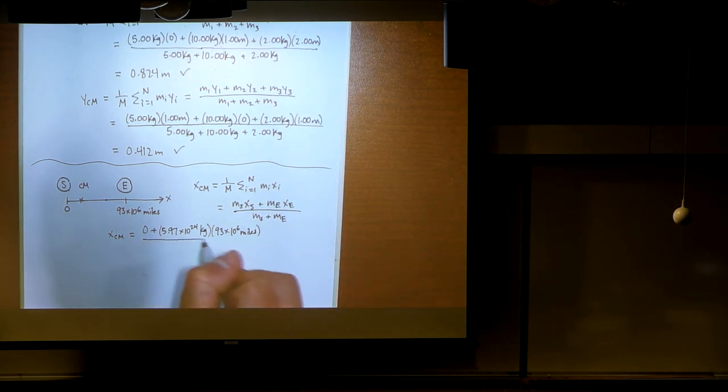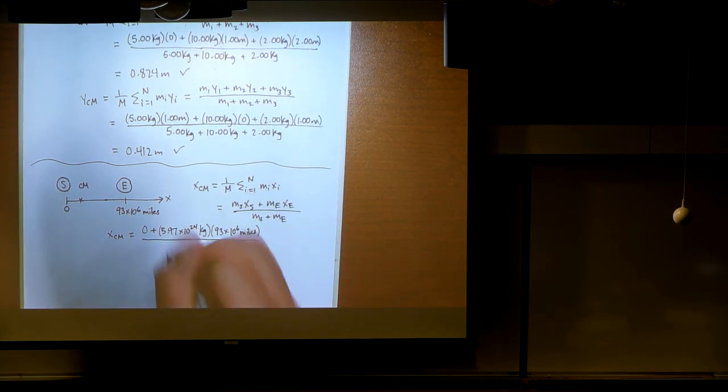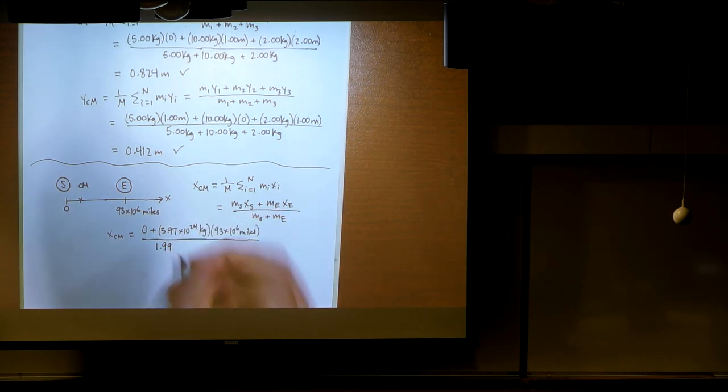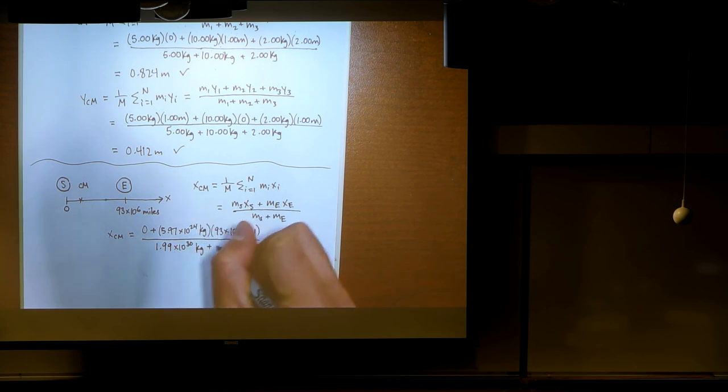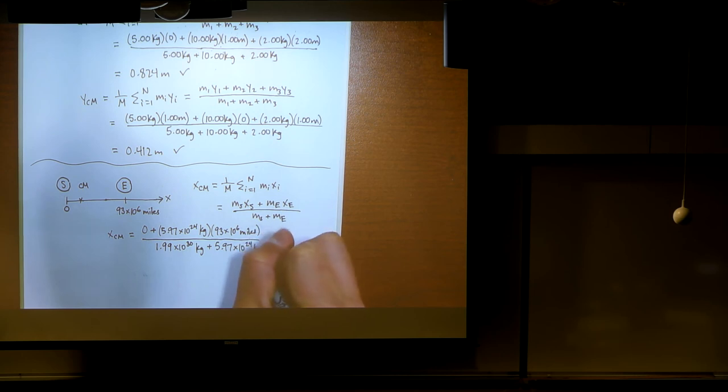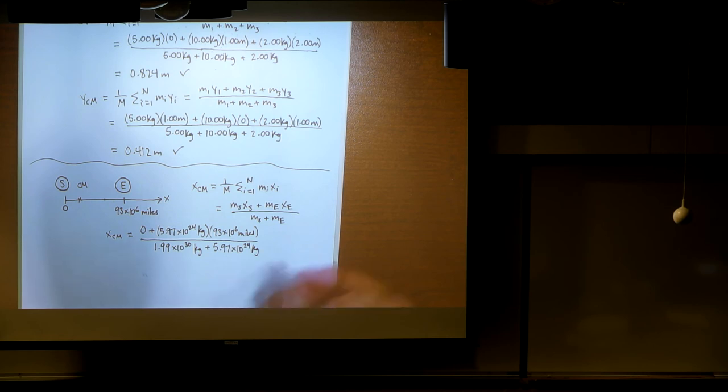All right, so now we want to divide that by the total mass, which is m sun, 1.99 times 10 to the 30 kilograms, plus 5.97 times 10 to the 24 kilograms. All right, so what do we get? What's the answer? 279 miles. Yeah, it's only 279 miles.